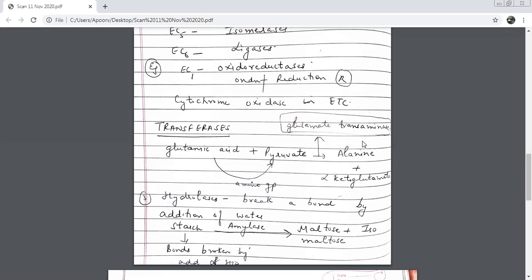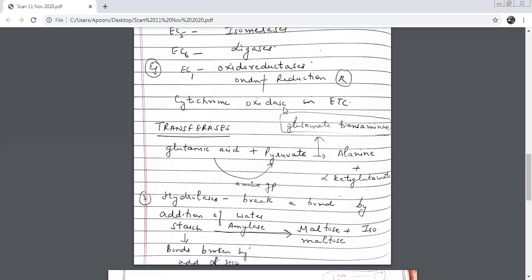See, the name of the enzyme is very important. It is glutamate transaminase. Let's break this word. Glutamate means taken from glutamic acid. Transamino: it is going to transfer which group, children? Amino group. It transfers this group from glutamic acid to pyruvate. Because of this transfer, the compounds formed are alanine and alpha ketoglutarate. So it helps in transferring some group from one to the other. Look at the name, glutamate transaminase.